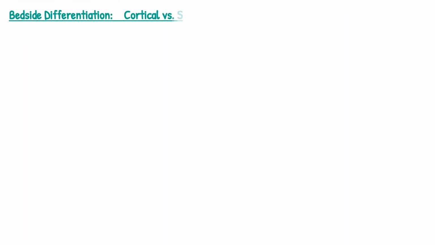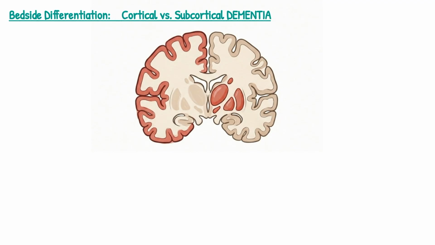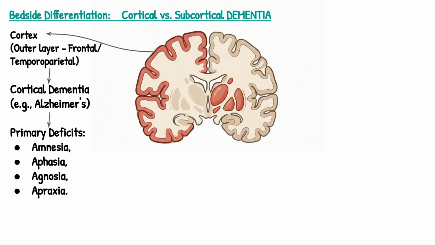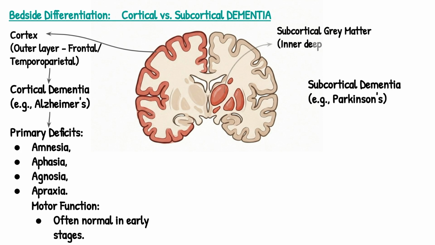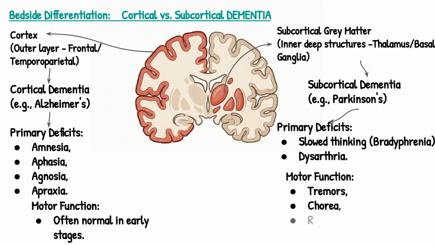The following slides compare the bedside differentiation between cortical and subcortical dementia. Cortical dementia, such as Alzheimer's, affects the outer layer of the brain and presents with primary deficits like amnesia, aphasia, agnosia, and apraxia. Motor function is often normal in early stages. Subcortical dementia, like Parkinson's, affects inner deep structures. Primary deficits include slowed thinking and dysarthria. Motor functions are affected, with tremors, rigidity, chorea, and posture changes.